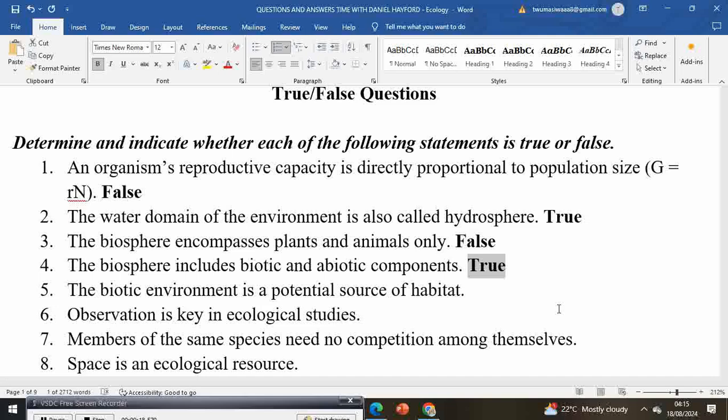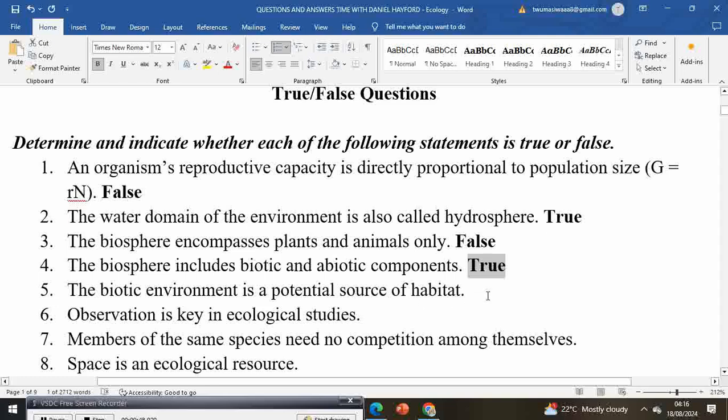The same thing applies to the environment. The environment is made up of living and non-living components. The ecosystem is made up of living and non-living components. Then their interactions, and then ecology is made up of components, the living and non-living. So the living, we refer to that one as biotic, and the non-living, we refer to it as abiotic.